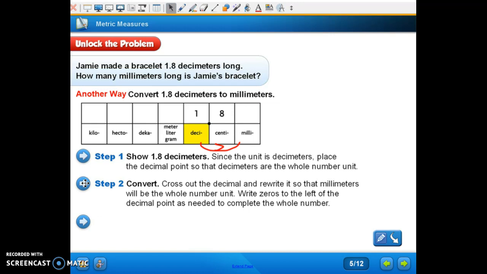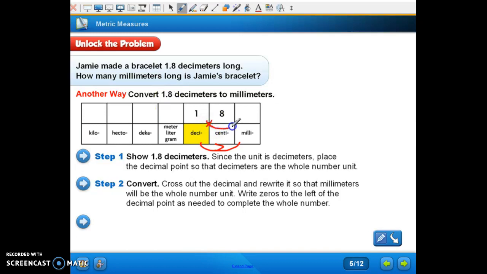Convert. Cross out the decimal and rewrite it so that milliliters would be the whole number unit. Write zeros to the left of the decimal point as needed to complete the whole number. Sorry, I lost my place. Okay, so it says cross out the decimal and rewrite it so that millimeters will be the whole number unit. So we're going to take our decimal point, we're going to cross it out.